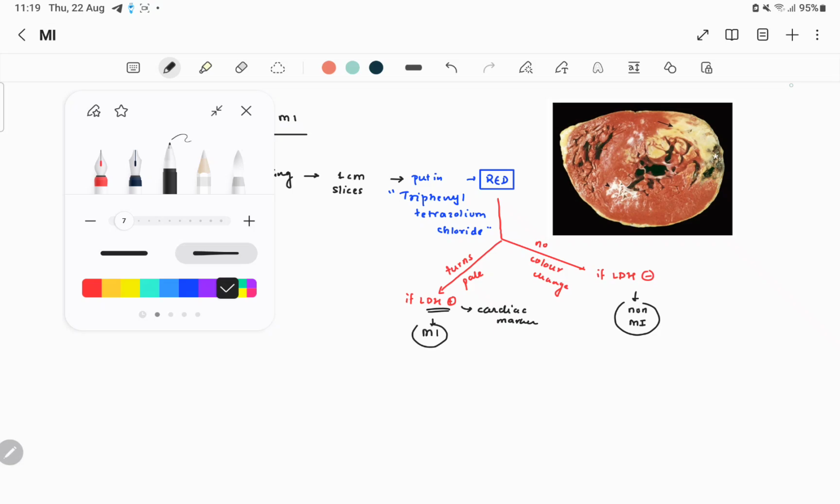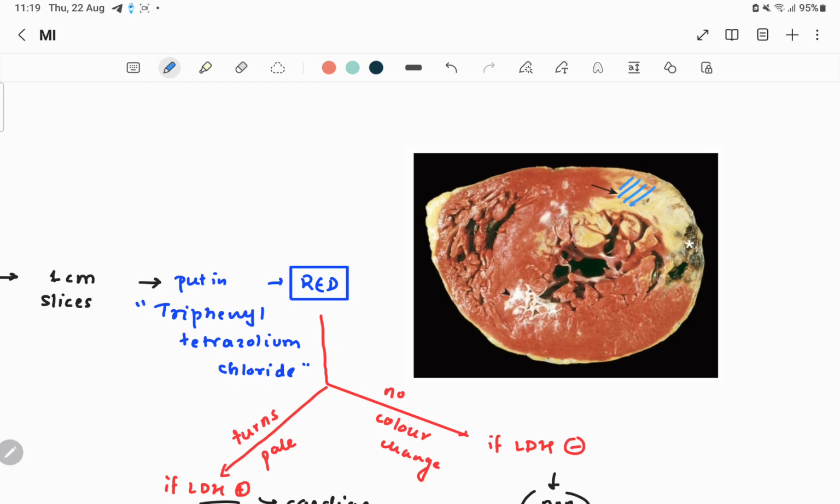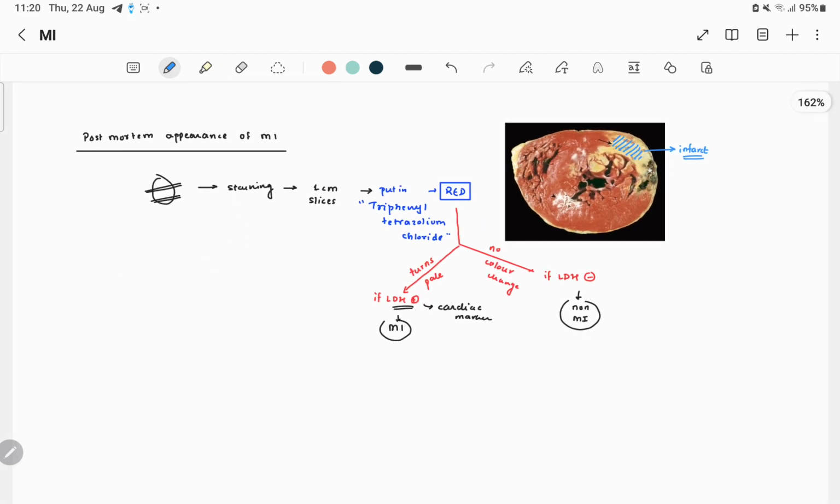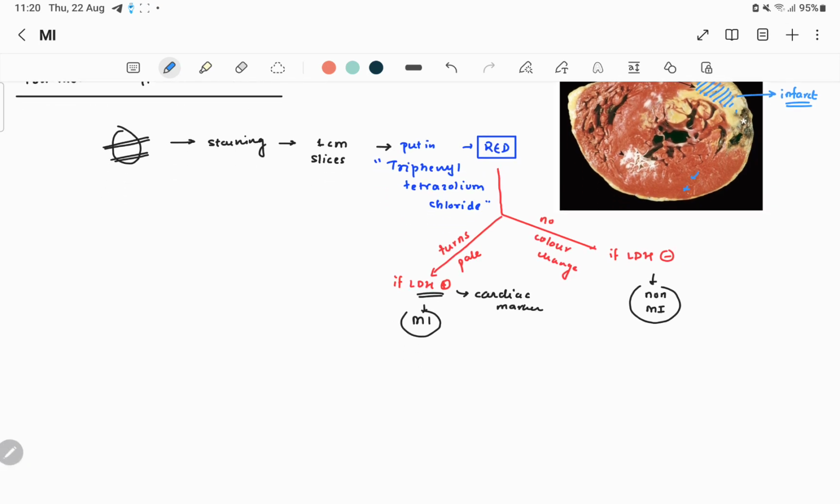Look at the picture now. Look at this. So this is a picture where this part, just look at this part. This part is an infarct. This is an infarct, right? This is an infarct. Understood? So all parts are red in color, but this part has turned pale. That is, it indicates the presence of LDH. And this post-mortem appearance, this basically the microscopy. We do microscopy also to know the age of infarct.